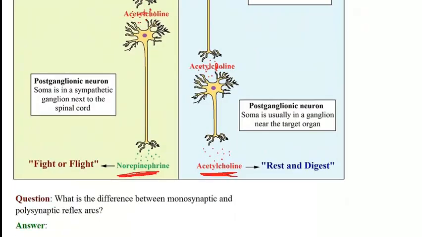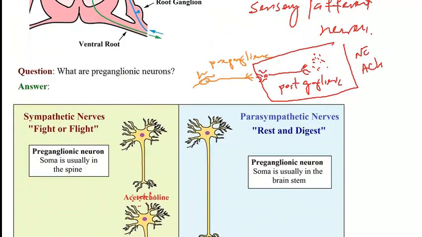Alright, so again, for the preganglionic neurons we have acetylcholine that is being released by both systems, but it's acetylcholine that is being released by postganglionic neurons of the parasympathetic nervous system versus norepinephrine that is released by postganglionic neurons of the sympathetic nervous system.